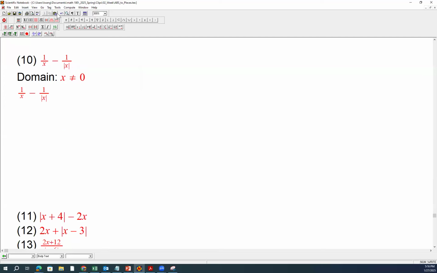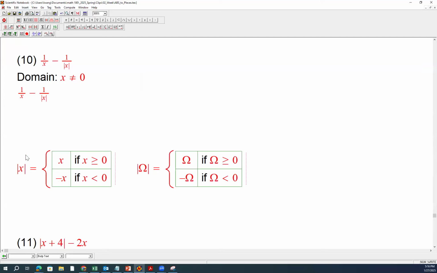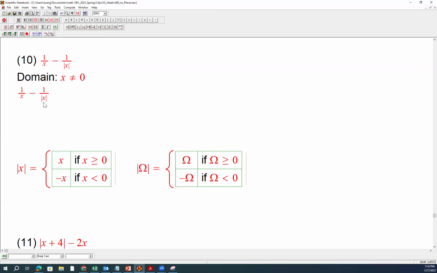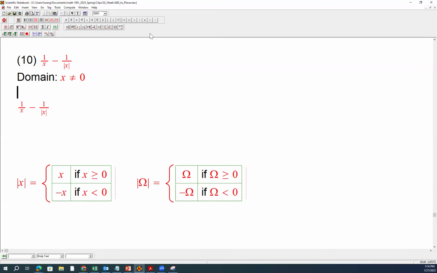Right? We put it right here. And of course, we're going to use this one. And we have 1 over the absolute value of x, where x is not equal to 0. So if x is positive, if x is negative. The other thing we can do, I'm going to show you another way.